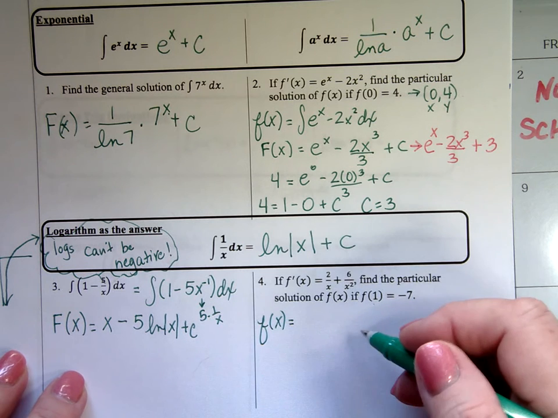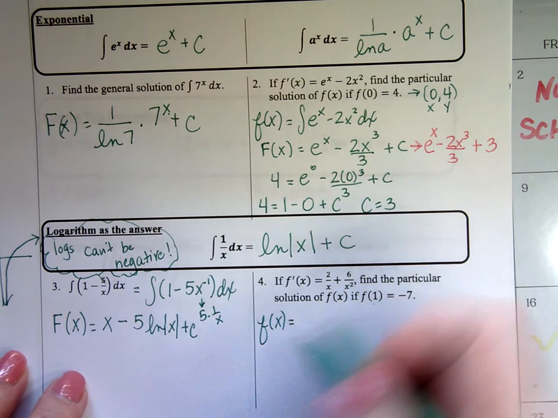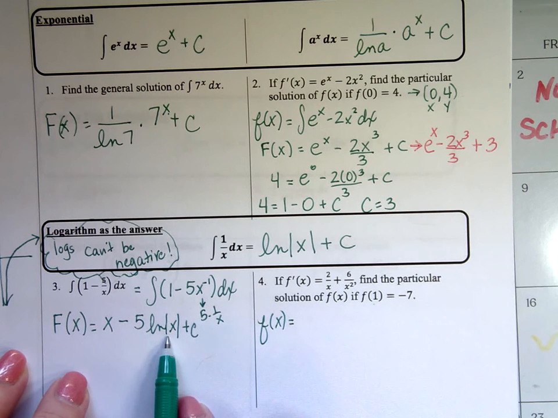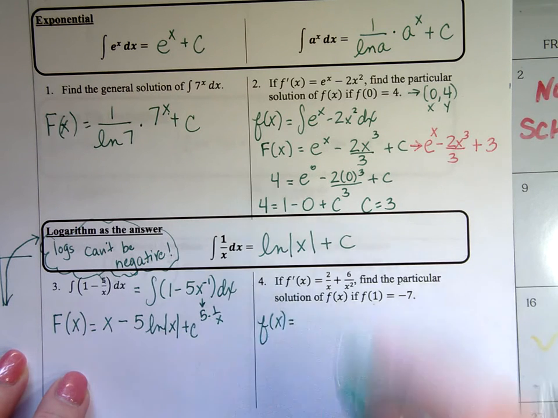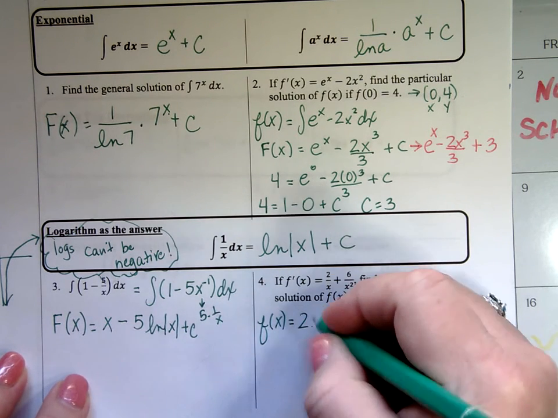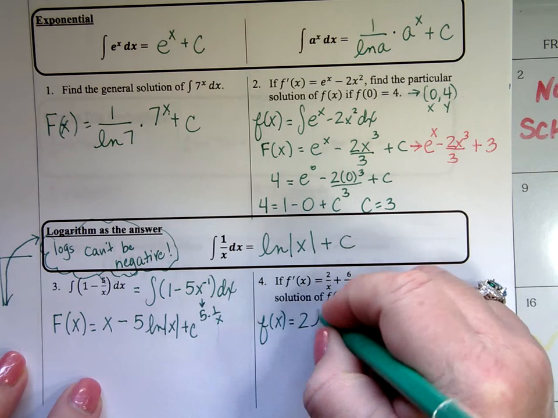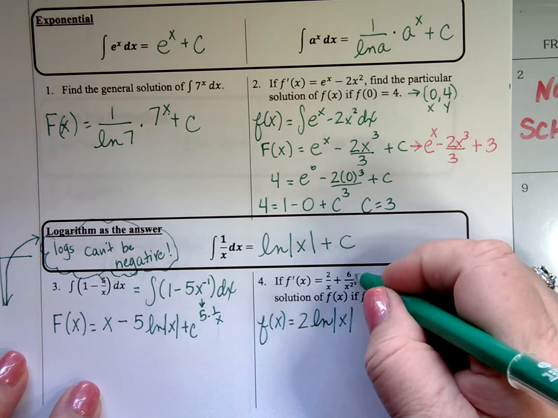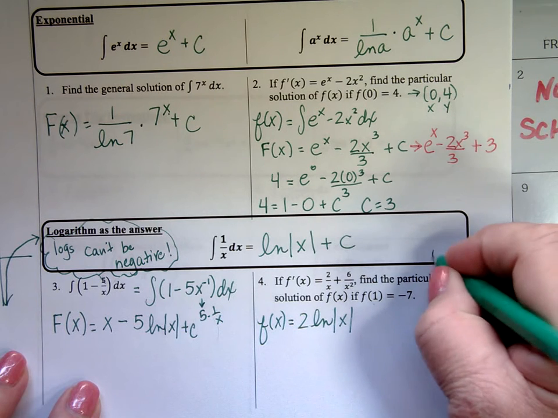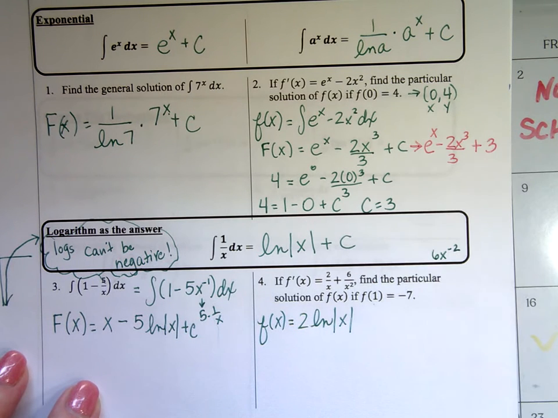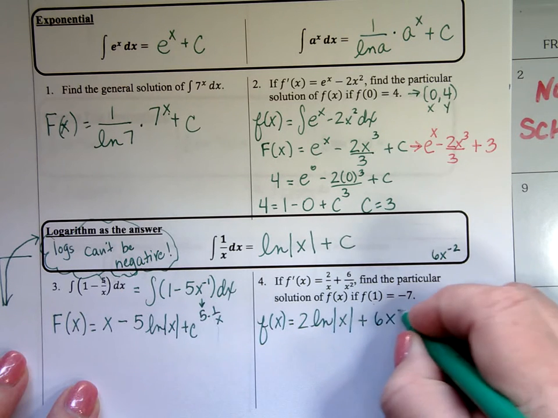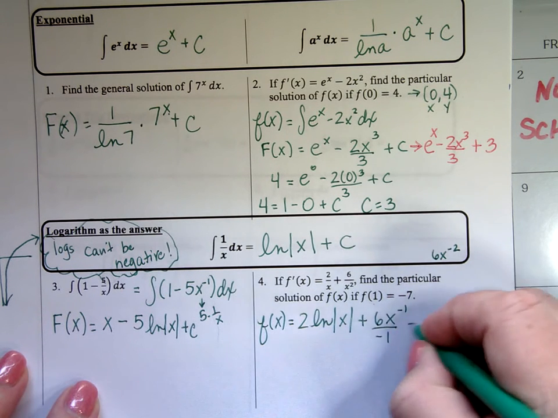If I have 2 over x, same thing like this guy, right? What's the integral of 5 over x? 5 natural log of x. Well, what's the integral of 2 over x? It's 2 natural log of x. This guy here is 6x to the -2. Maybe I'll put it over here in the margin. 6x to the -2. So I'm going to have plus 6, I have to add a power on, -1 over -1, and then a plus c.